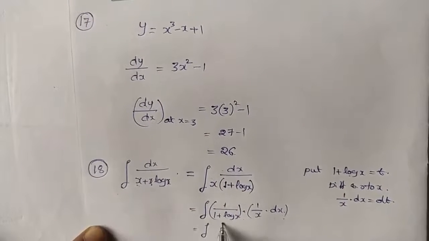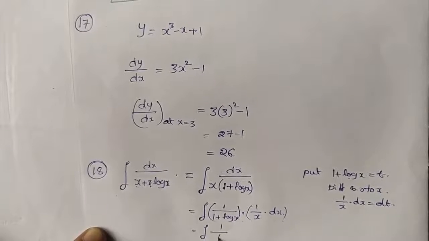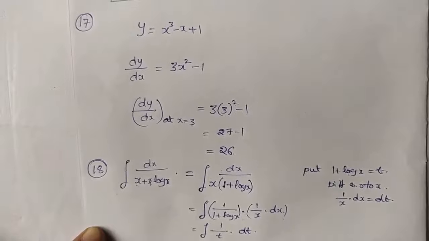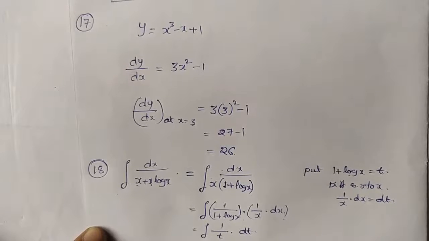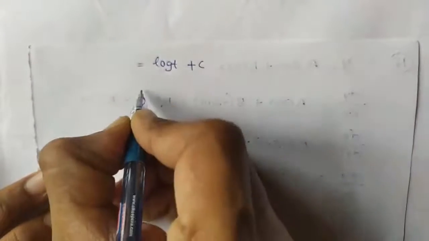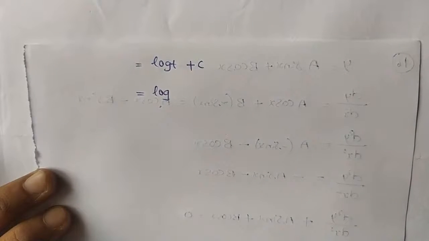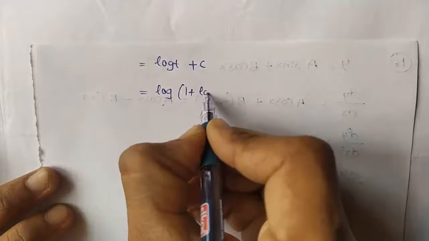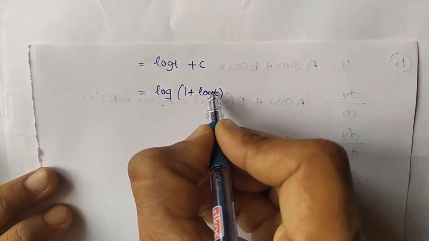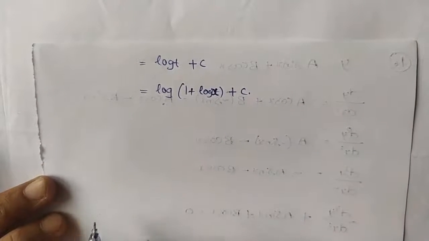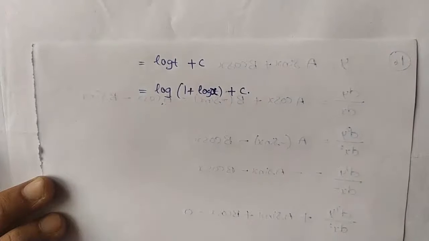That is equal to integration of 1 divided by 1 plus log x, which is t, into 1 by x dx, which is dt. So 1 by t into dt. Integration of 1 by t dt is log t plus c. What did we take for the substitution? 1 plus log x. So the answer is log of 1 plus log x plus c. Next, see the 19th question.